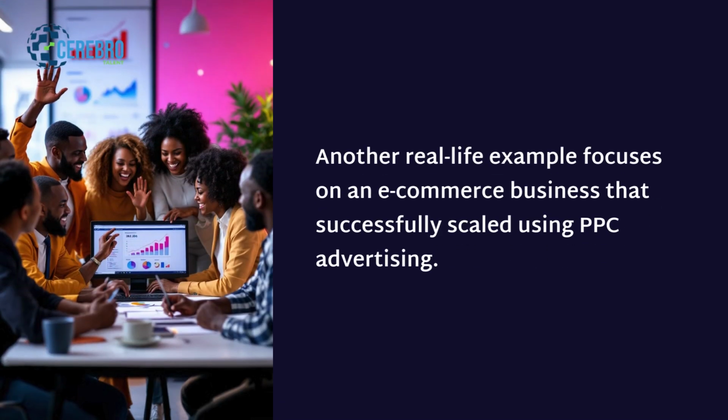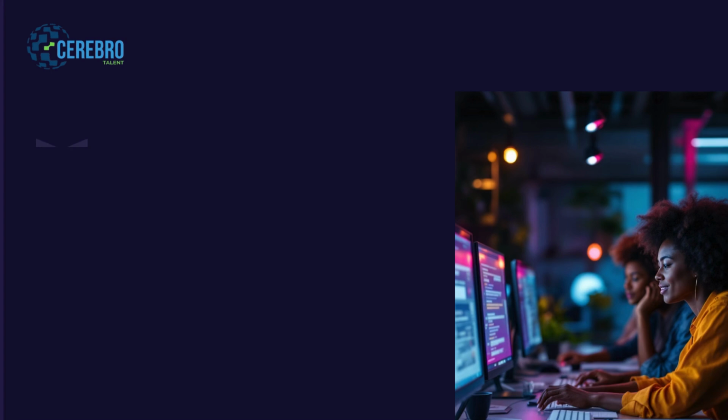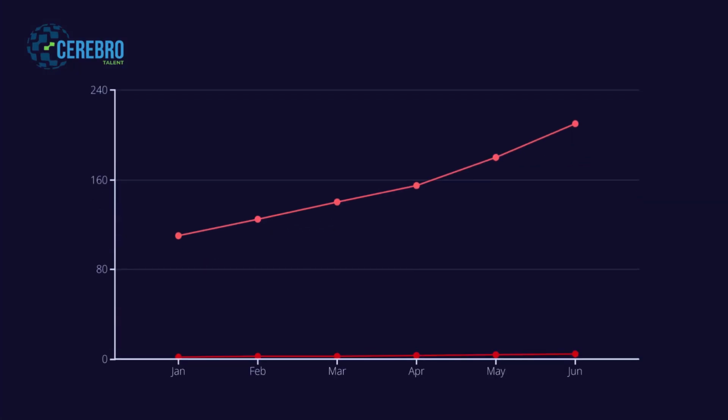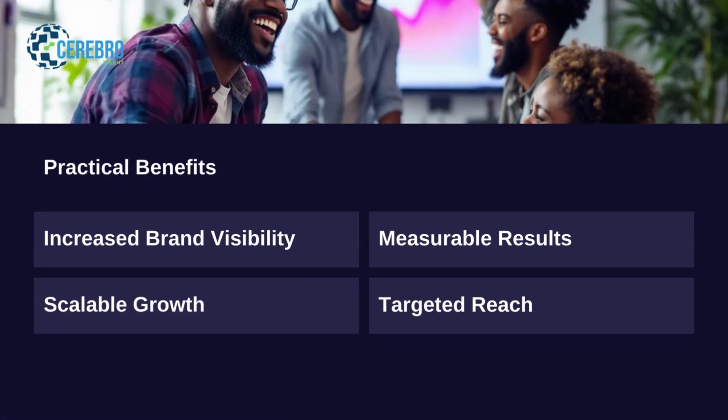Another real-life example focuses on an e-commerce business that successfully scaled using PPC advertising. We tell the story of how targeted ads, precise keyword selection, and constant optimization led to exponential growth in online sales. Charts illustrate conversion improvements and ROI trends over time, while relevant data sets support these results. This scene underlines the practical benefits of a well-executed PPC strategy and inspires you to consider similar approaches in your own digital marketing efforts.